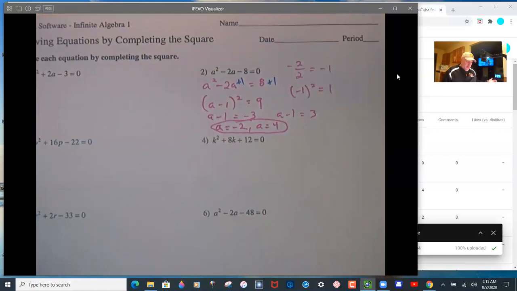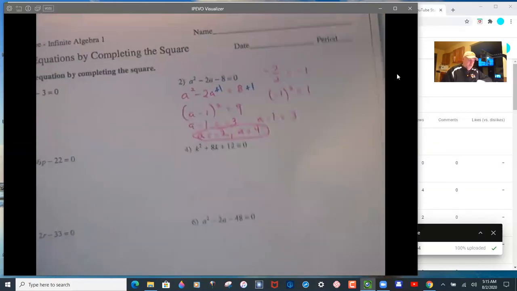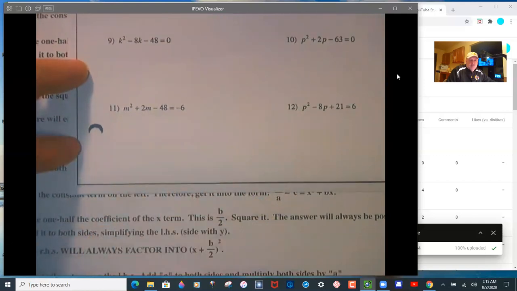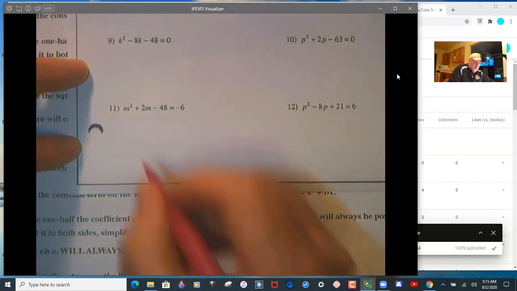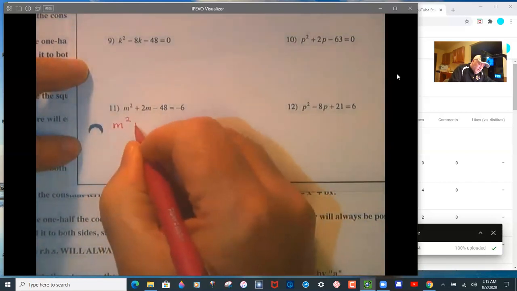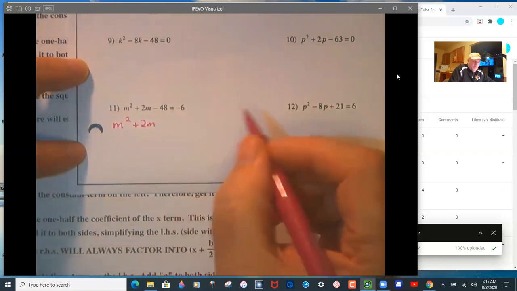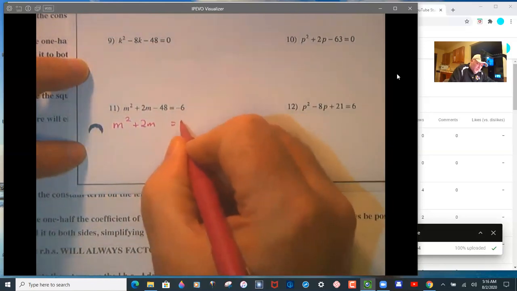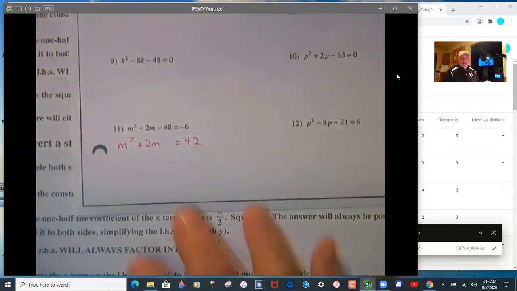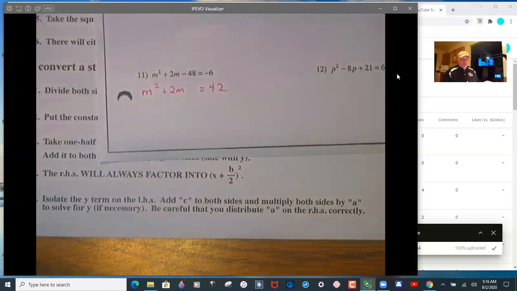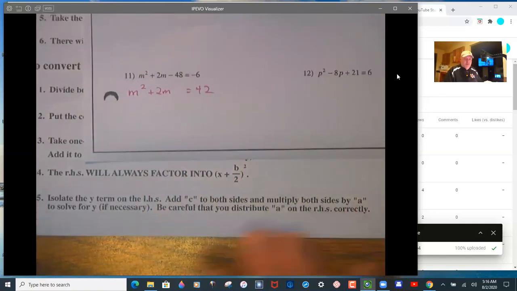Okay, let's take a look at something where things are kind of messed around a little bit, problem 11. Coefficient on the squared term is 1. We're good there. And then we want to add 48 to both sides. So that would make 48 minus 6, which is 42. So be cautious on how you get through the first 2 steps with these.